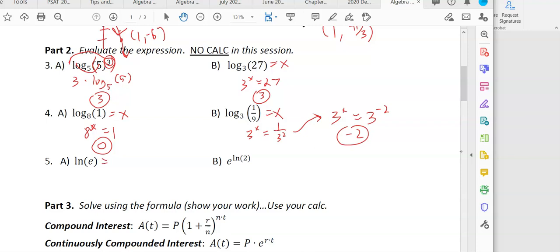You might see the property here. If you don't, write the base. It's understood to be e here. So this would be e to the x equals e. Again, that is a property. e to the first equals e. So you got it.